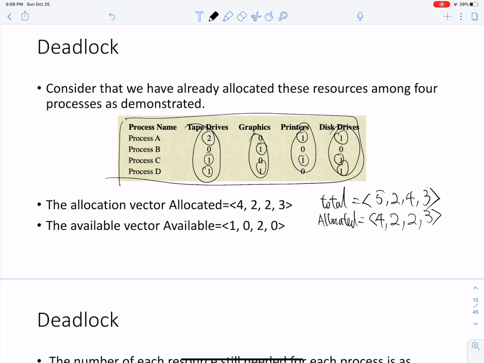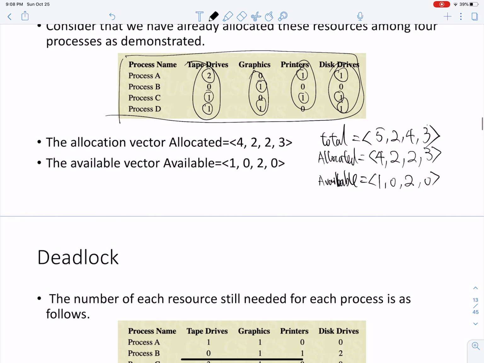By taking the difference between them, we can get another vector named available, meaning the number of instances that are available for further allocation. Which is 1, 0, 2, 0. Okay, so this is the available vector.